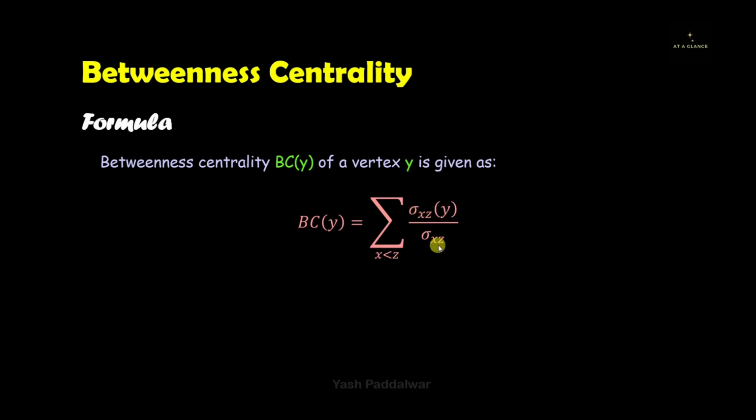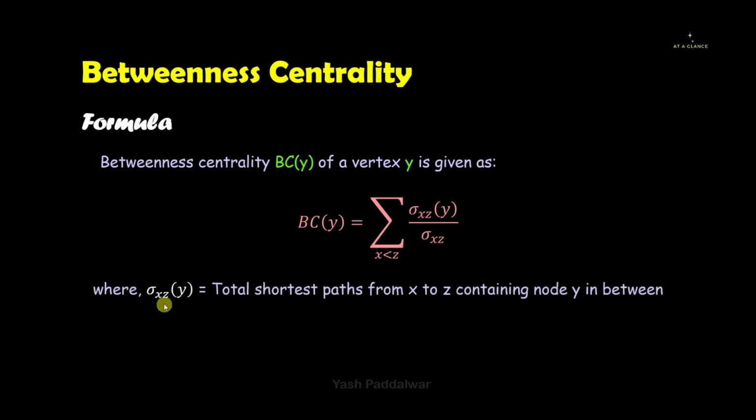So it can be given as sigma xz of Y divided by sigma xz, where sigma xz of Y is nothing but the total number of shortest paths from node X to node Z which contain the node Y in between. So I hope this is clear. This is nothing but the shortest paths that contain the node Y in between the nodes X and Z.